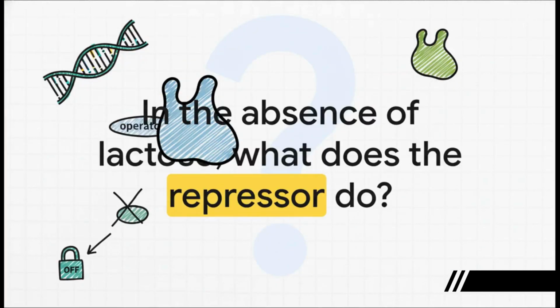Okay, practice time. Here's your first question. In the absence of lactose, the repressor, what? Go ahead and pause here. Think about it. All right, you got it? The correct answer is D. It binds to the operator. Why? Because when there's no lactose, there's nothing to stop the repressor. Its default job is to sit on the operator and keep that gene turned off. All the other options, A, B, and C, that's what happens when lactose is present.